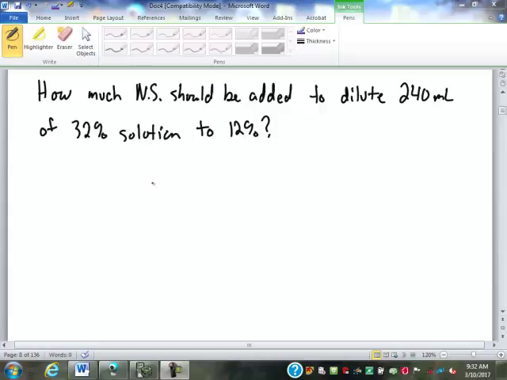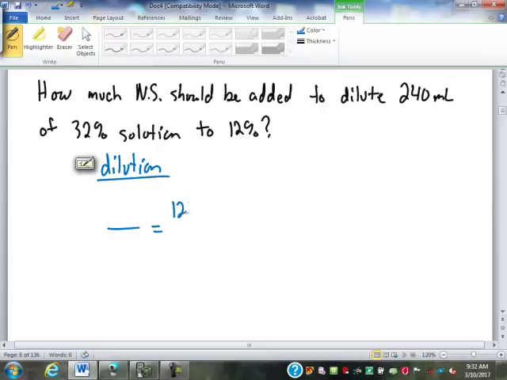Okay, so here we have diluted 240 milliliters of 32% solution to a 12% solution. And we want to know how much saline needs to be added here. So again, our first step is going to be to find that dilution.